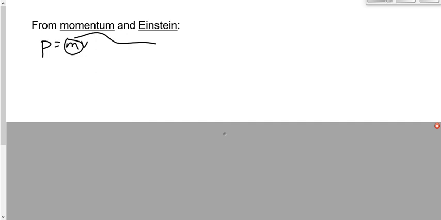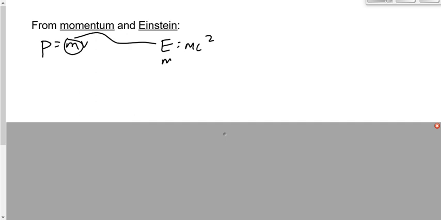The equation that Einstein used to determine the equivalent amount of energy and mass is called the energy mass equivalence equation. And that is probably the most famous, maybe the least understood physics equation ever. Anybody know what it is? E equals mc squared. The equivalent energy is equal to mc squared, c being the speed of light.